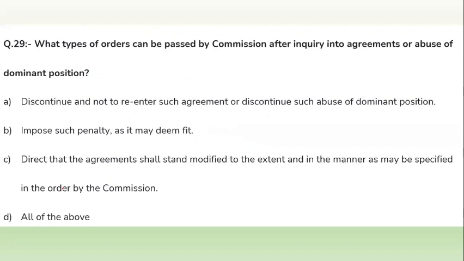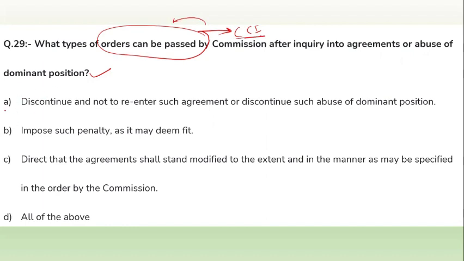Now the next question on your screen: what type of order can be passed by the commission? Commission means CCI, after inquiring into an agreement or abuse of dominant position. If the agreement is an abuse of dominant position, in that case, what does the CCI do? What order is passed by the CCI?